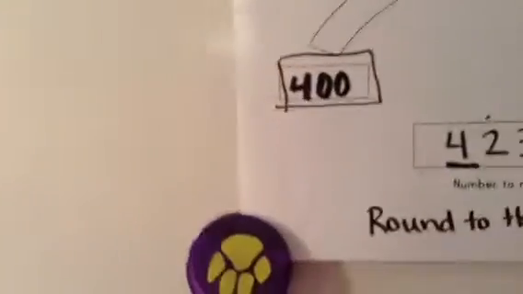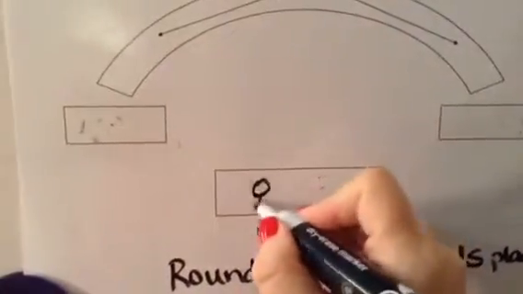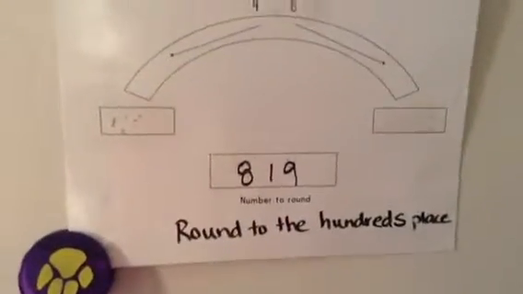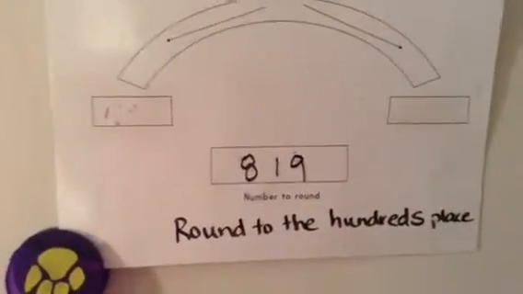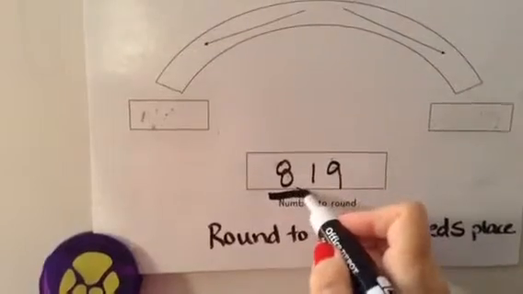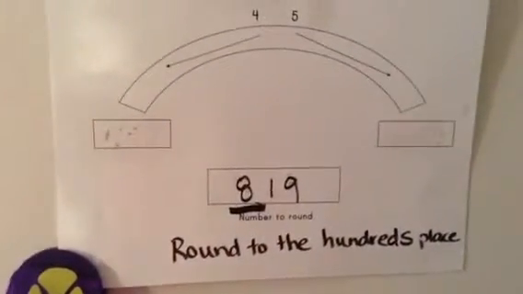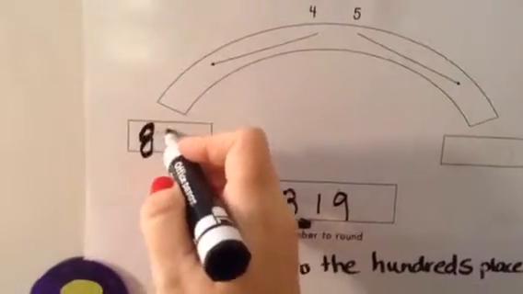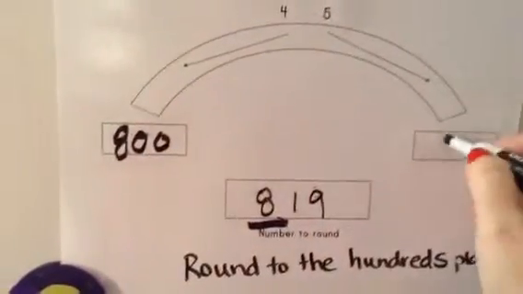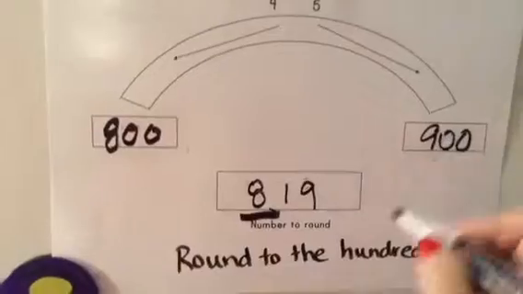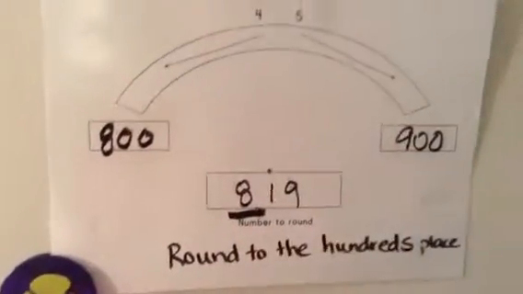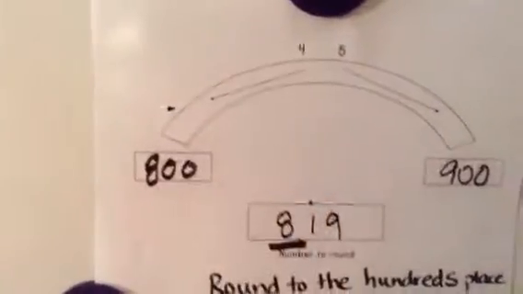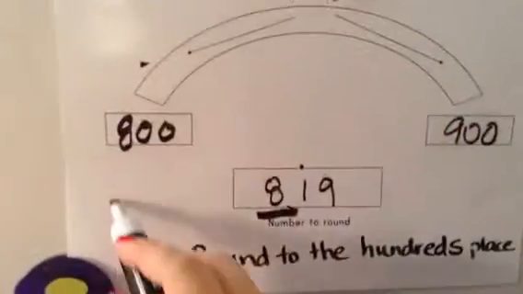But let's try a different number. 819. Well, again, it's asking me to round to the hundreds place, so I'm going to underline the 8. I'm going to think about the hundreds options that I have. It's either going to be 800 or 900. I go next door to the bossy neighbor and I check it out. It's a 1. I know it falls on this side of the roller coaster, so it's going to round to be 800.